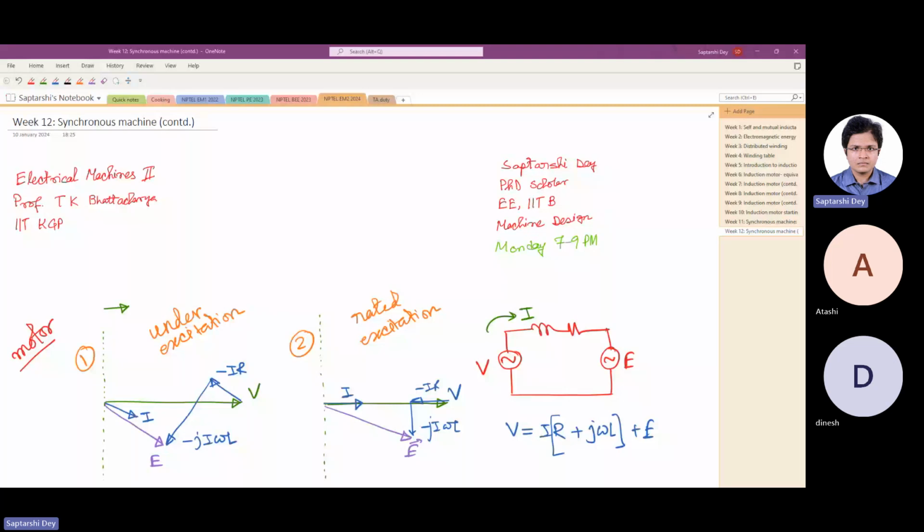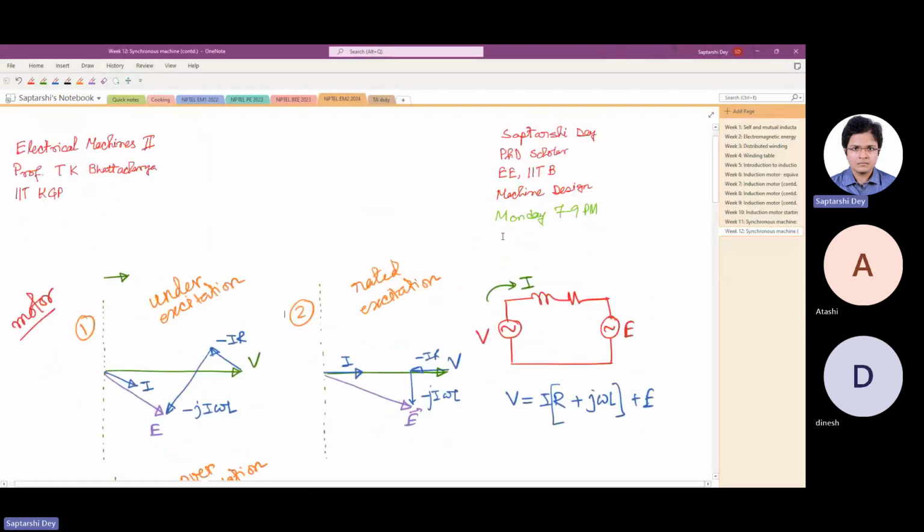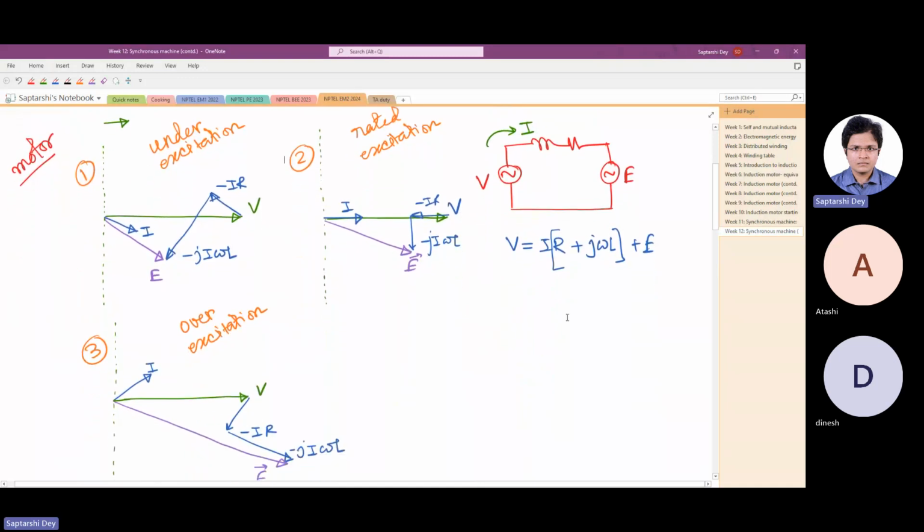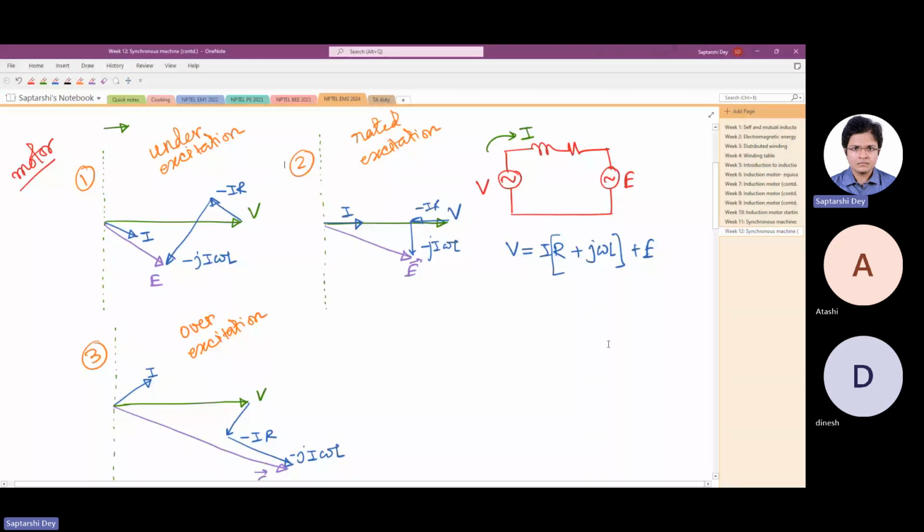So last day towards the end of the class, we were discussing over excitation and under excitation of synchronous motor. We got only 2 classes on synchronous motor, last one and this one. Mostly the problems are solvable using the per phase equivalent circuit and basic power theorems, and that's all. So these three conditions we saw last day in motoring mode.